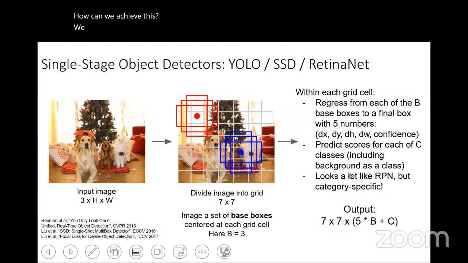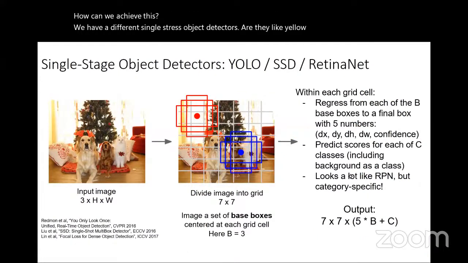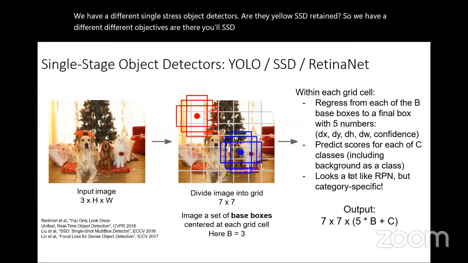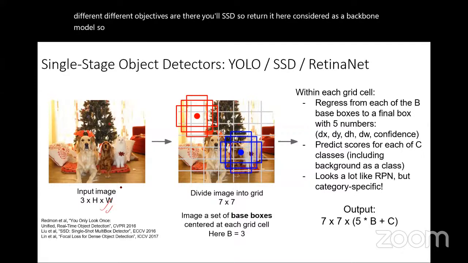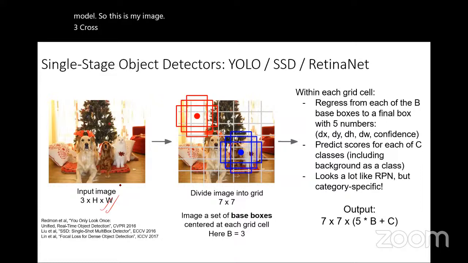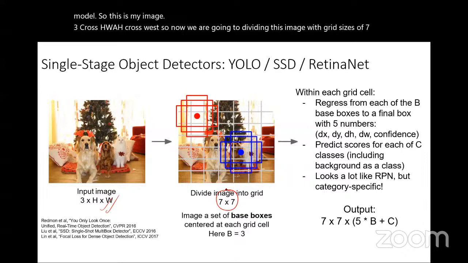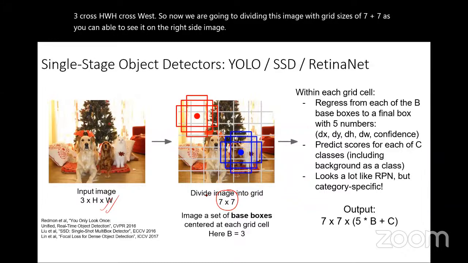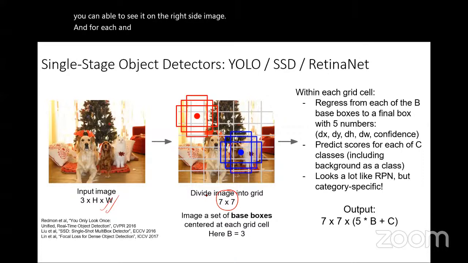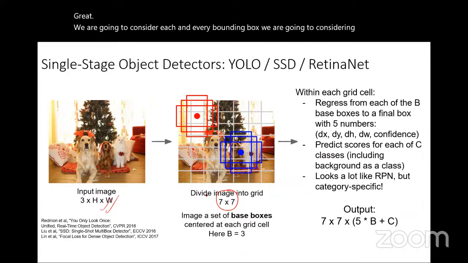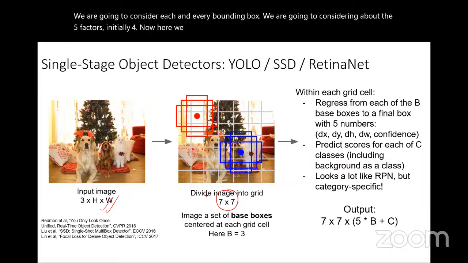We have different single stage object detectors, like YOLO, SSD, RetinaNet. So we have different object detectors, YOLO, SSD. RetinaNet is here considered as a backbone model. So this is my color image, 3 cross H cross W. Now we are going to divide this image with a grid size of 7 cross 7, as you can see on the right side image. And for each and every grid, or each and every bounding box, we are going to consider 5 factors. Initially 4, now here we are going to consider 5 parameters.